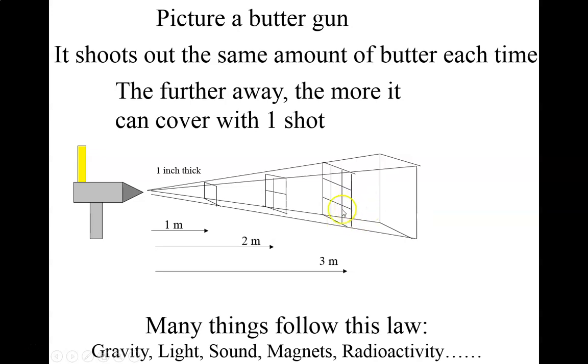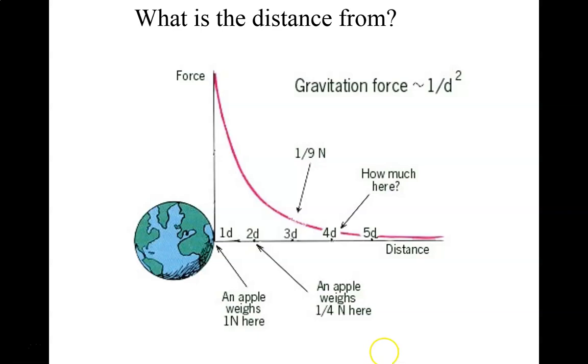So anyway, there's a lot of things that follow this inverse square law, getting smaller with the distance squared. We've talked about gravity, we've talked about light. Sound obeys the inverse square law; sounds get softer with the distance squared. Magnets get weaker with the distance squared, and radioactivity gets weaker with the distance squared as well. So a lot of things follow this.